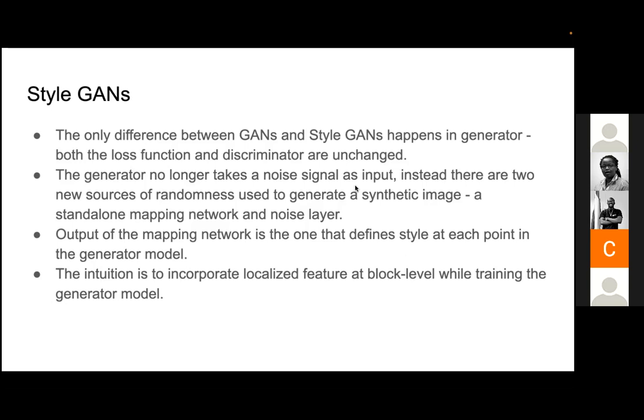So we usually denote it as a noise image. It takes a noise image, and the generator does something on top of it by messing with the distributions of the noise. But instead, in this case, we have two new sources of randomness. One is a standalone mapping network, and the other one is the usual noise layer. The noise layer we know, because it's a point from latent space. It's very simple to understand. But we don't know what the mapping network actually is, why it is being given, and what it does. That will come next. The output of the mapping network is the one that defines style at each point in the generator.